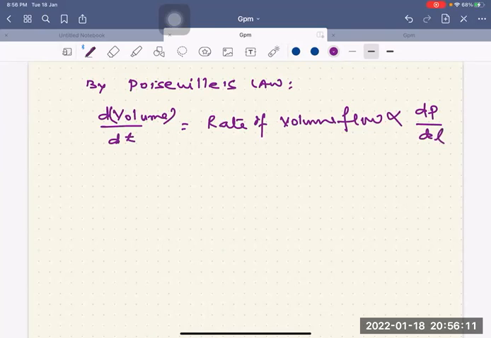Yes. Also, dV upon dt is proportional to the fourth power of the radius.